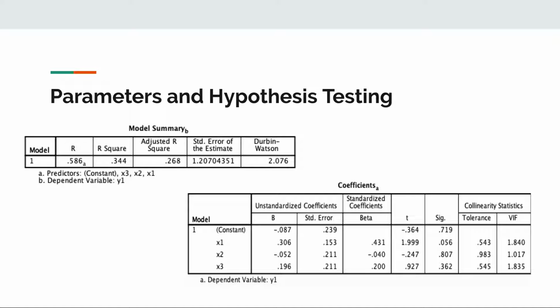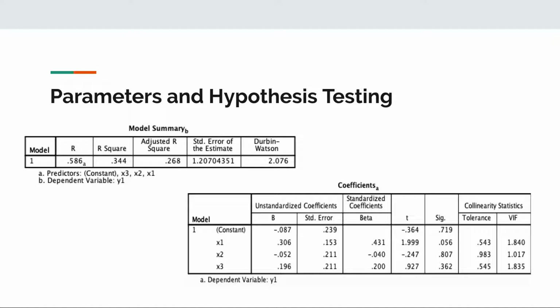Going into the SPSS statistics, our parameters and hypothesis testing. Again, I ran the MRC here of variables x1, x2, and x3. In this, our Durbin-Watson statistic should be close to 2. Ours is 2.076 here, so it doesn't violate the assumption of independent residuals. And then also, these are not all significant because our p-values are greater than 0.05, even though x1 is close here.